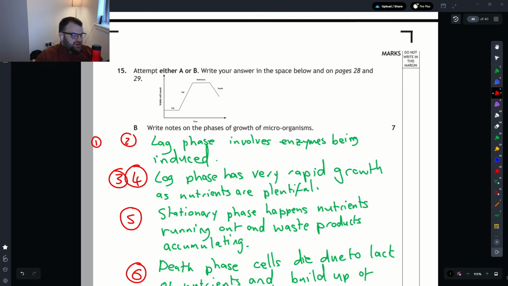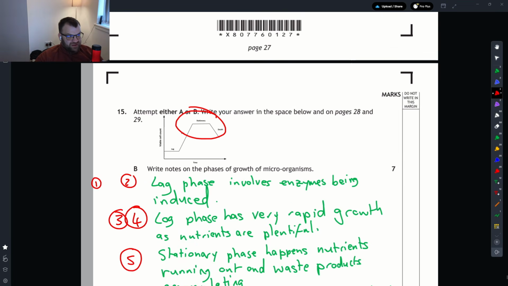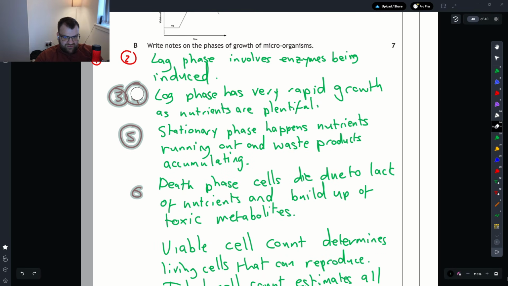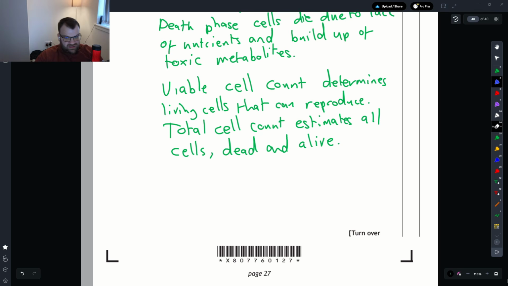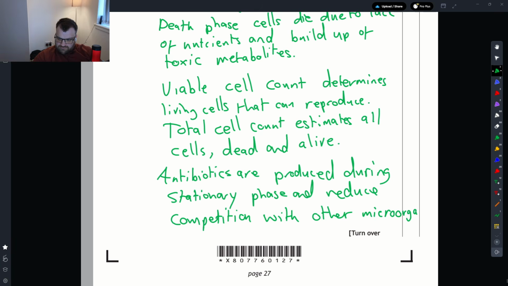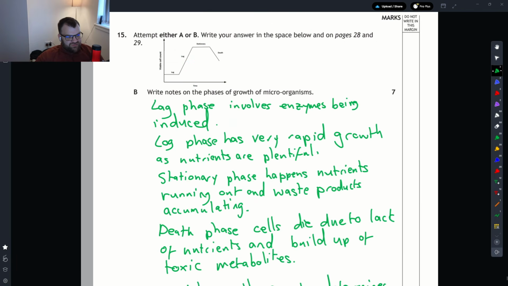Other things to talk about are the secondary metabolites, antibiotics. So in this one, antibiotics are made which reduce the competition with other microorganisms. But I've got enough there that we pick up the marks. But for completion's sake, let's add that in. Antibiotics. They're produced during the stationary phase and reduce competition with other microorganisms. And that is rounding that one off.